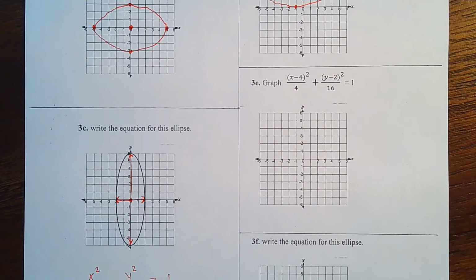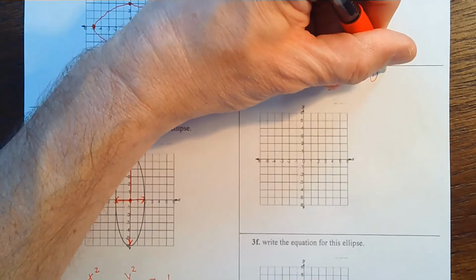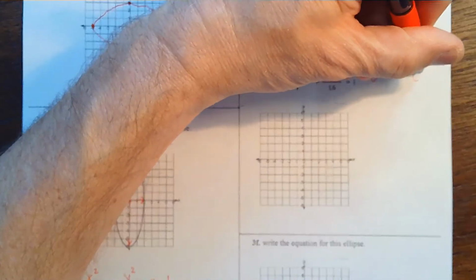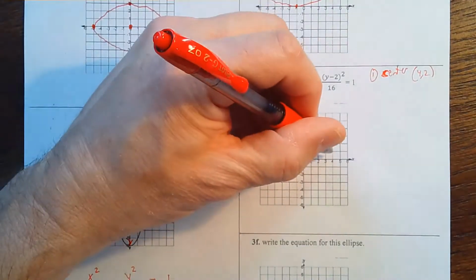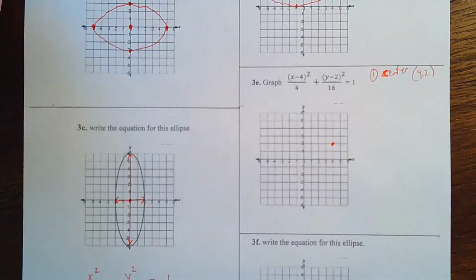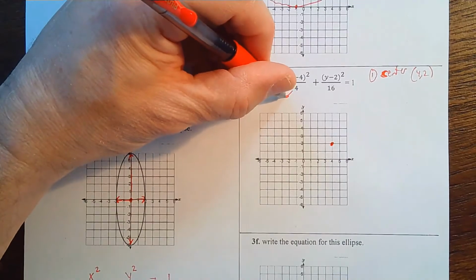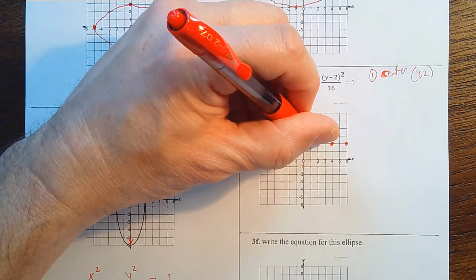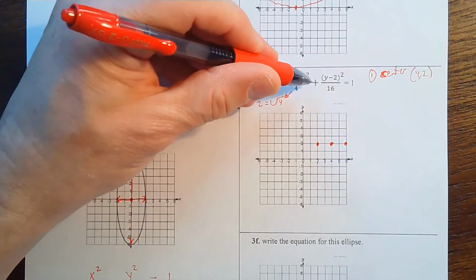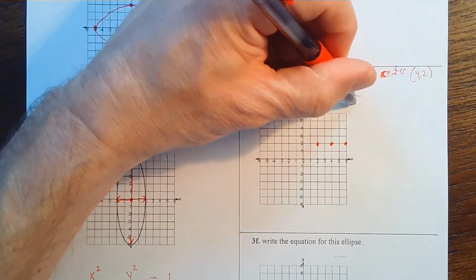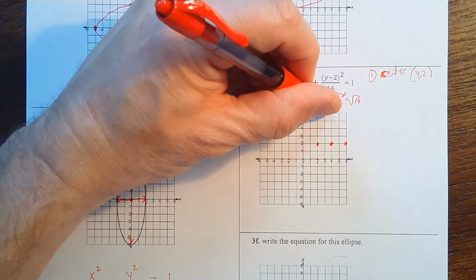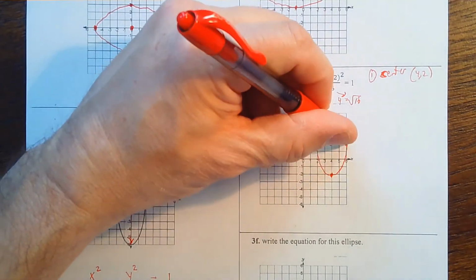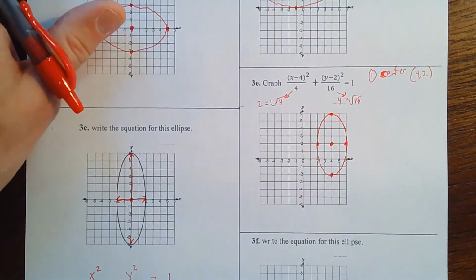Looking at 3E, the first thing to do, step 1, is find the center, and the center is 4, 2. So 4, 2, like so. Underneath the x minus 4 squared is a 4. We take the square root of 4 and that gives us 2. And this process is becoming easy. Underneath the y minus 2 squared is a 16. Take the square root of the 16. That gives us 4. So we count 4 units up from the center, 4 units down from the center. And there's our graph. And that's my best one yet.